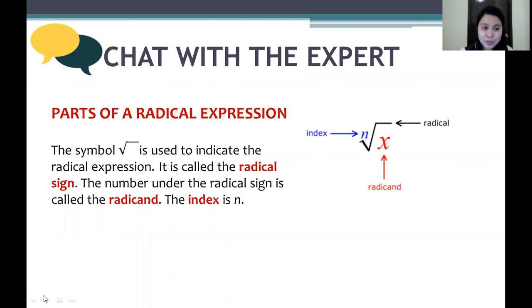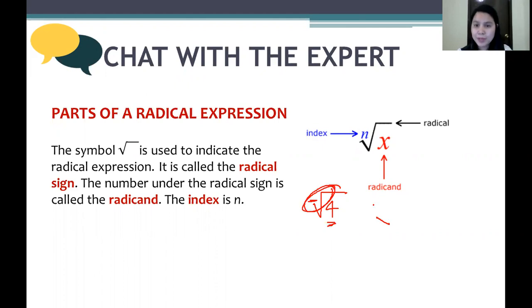Now, how do we read expressions like this? For example, if the index is 2, we don't write 2 anymore. So if there's nothing written here, it means that the index is 2. How do you read it? You say square root of 4. Again, square root of 4.